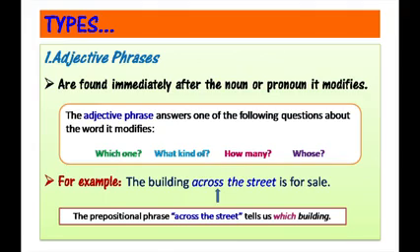Let's now look into its types. Prepositional phrases are of two types. One is adjective phrases and the other is adverb phrases. Let's see the adjective phrases.